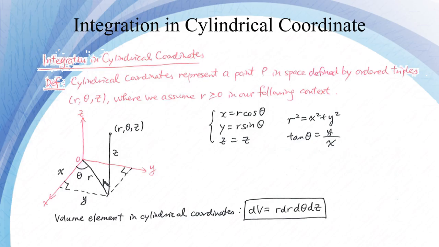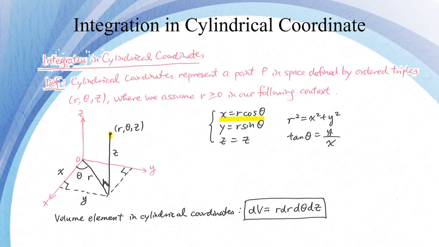It represents a point P, like this point, and it is defined by the triple of parameters r, theta, and z. We assume r is always greater than or equal to 0 in the following content. So x equals r times cosine theta, y equals r times sine theta, z equals z. So r squared equals x squared plus y squared, and tangent theta equals y over x.